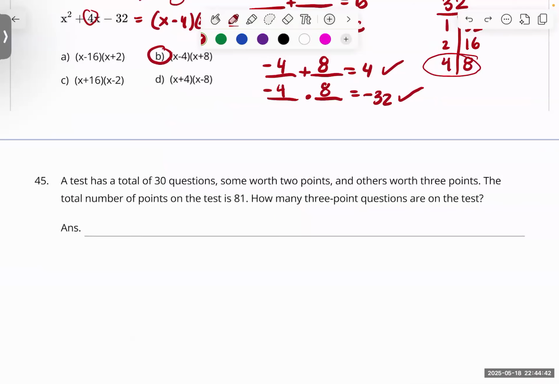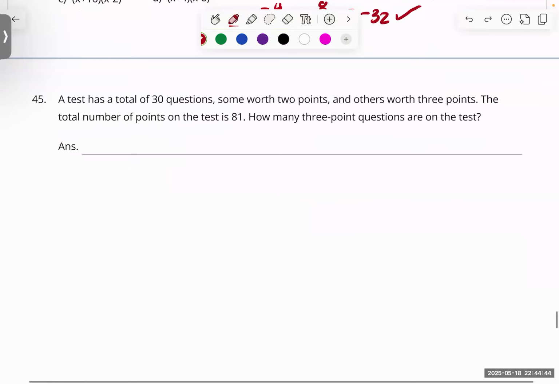Two questions left. All right. A test has a total of 30 questions, some worth 2 points, and others worth 3 points. Okay. Do we know how many? No. But let's read the rest of the question. The total number of points on the test is 81. How many 3-point questions are on the test?